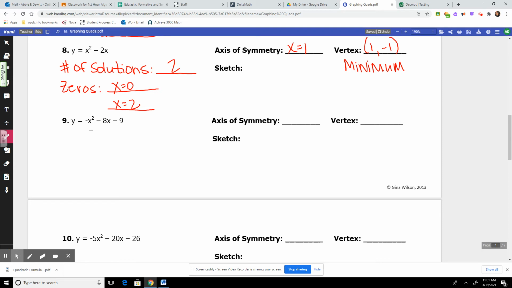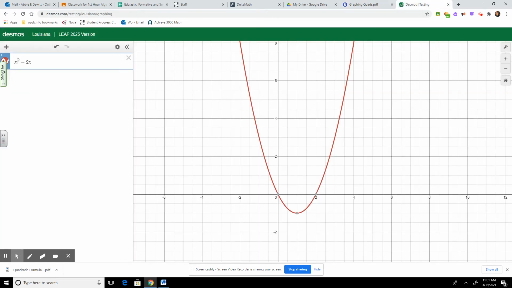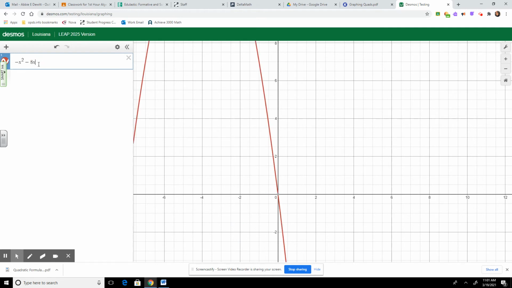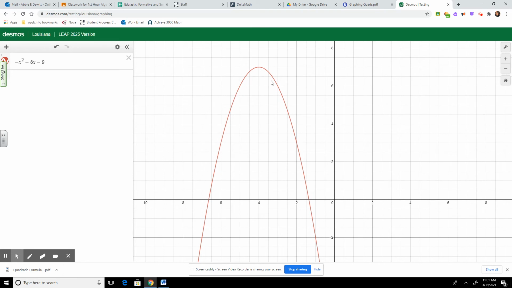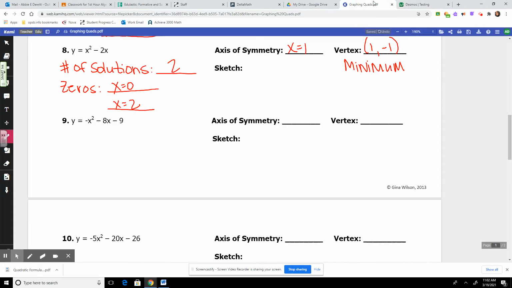Okay, number 9, negative x squared minus 8x minus 9. So I've got negative x squared minus 8x minus 9. Now I have a parabola that is opening downward, and my axis of symmetry is right here along this line where x equals -4. X equals -4 is the axis of symmetry.